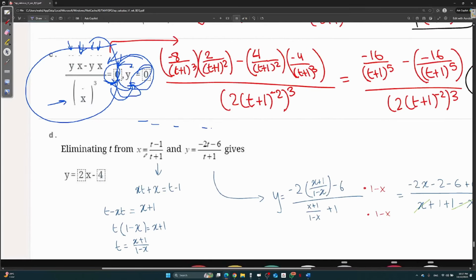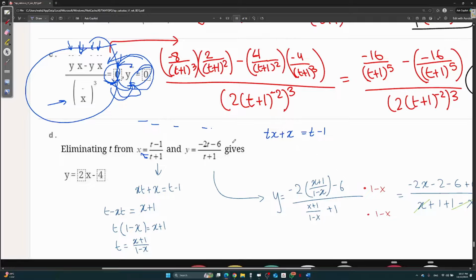Let's find an expression for t. Cross multiply. You get tx plus x is equal to t minus 1. Right? And finding an expression for t, you can factor out x here, you get t plus 1, and you get equals t minus 1. Then dividing, oh, what am I doing?